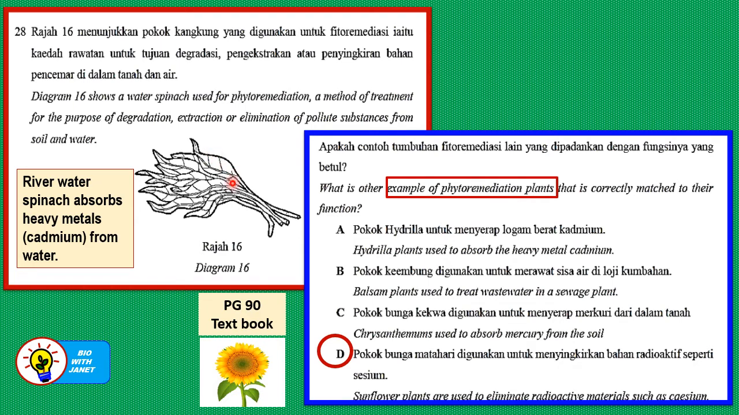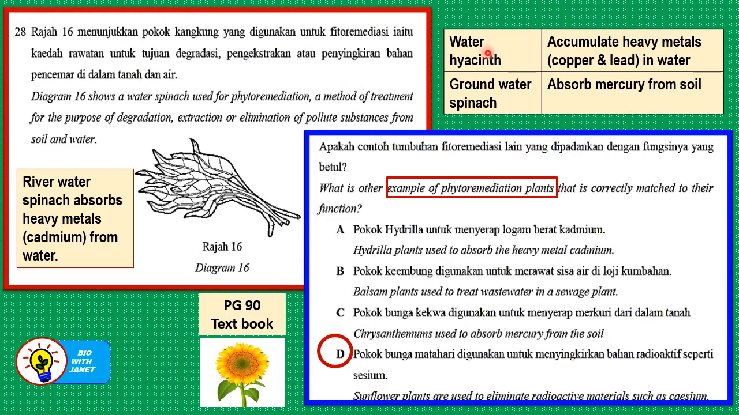Now these are two examples of phytoremediation that are studied from the textbook. And then there are two more. Water hyacinth, or Eichhornia species plant, is a floating plant on the river surface. It helps to absorb and accumulate heavy metals such as copper and lead in water, so it will extract these substances out from water. So it can reduce the level of pollution of river water. And then groundwater spinach helps to absorb mercury from the soil. Groundwater spinach grows on the ground, not in the river, and so it can help to absorb mercury from the soil. So there are 4 examples here that you need to know. Examples of phytoremediation.